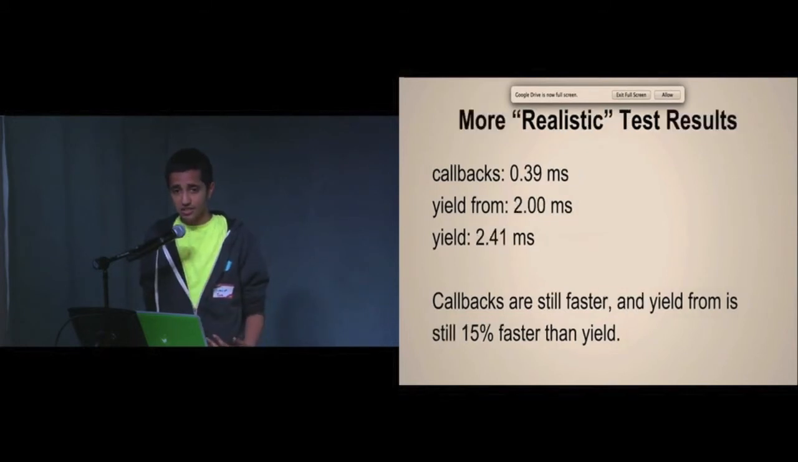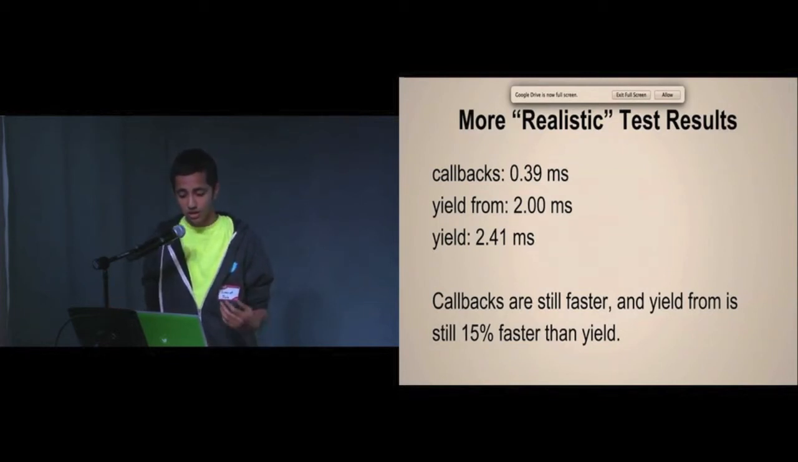I also wanted to test a more realistic use case. This time, instead of doing 1,000 deep, which is around the stack limit of Python, I did around 50 functions deep, and this is supposed to mimic a normal library call. So suppose you're using some library which has a bunch of generators on top of your normal generators. This is what it mimics. Callbacks still blew everything out of the water, and the increase of yield from versus yield is still around 15%.